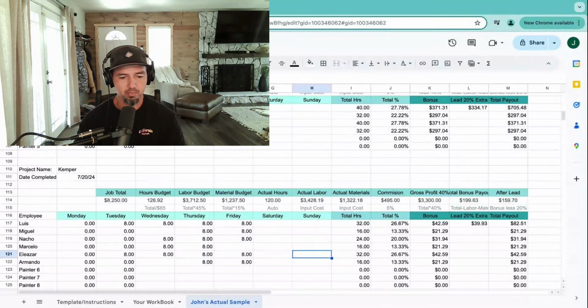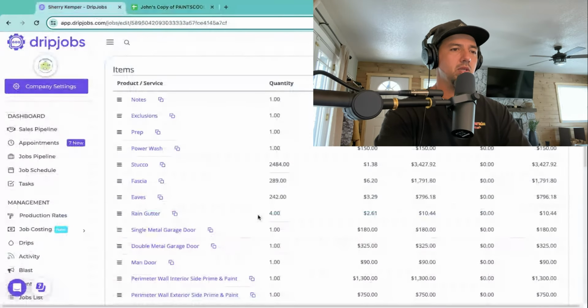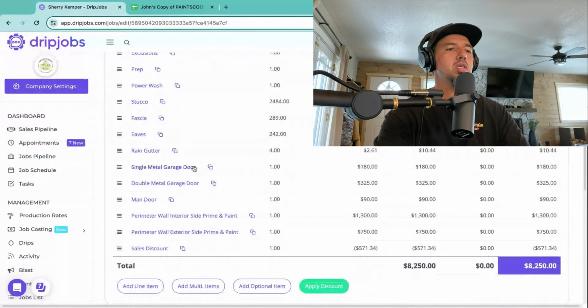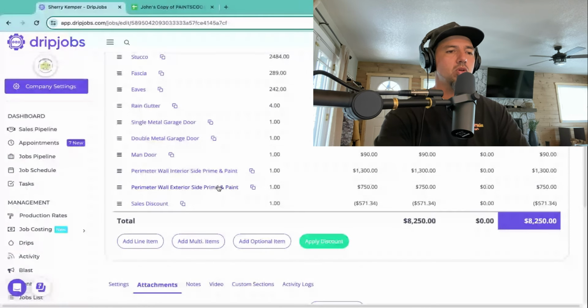Let me pull up our quote here. So we've got power washing, stucco. We had 2,400 square feet. Our fascia, 289 linear feet. Eaves, rain gutters, 2 garage doors, a man door. And then we had the block walls, prime and paint. And then we also did a discount on this project.